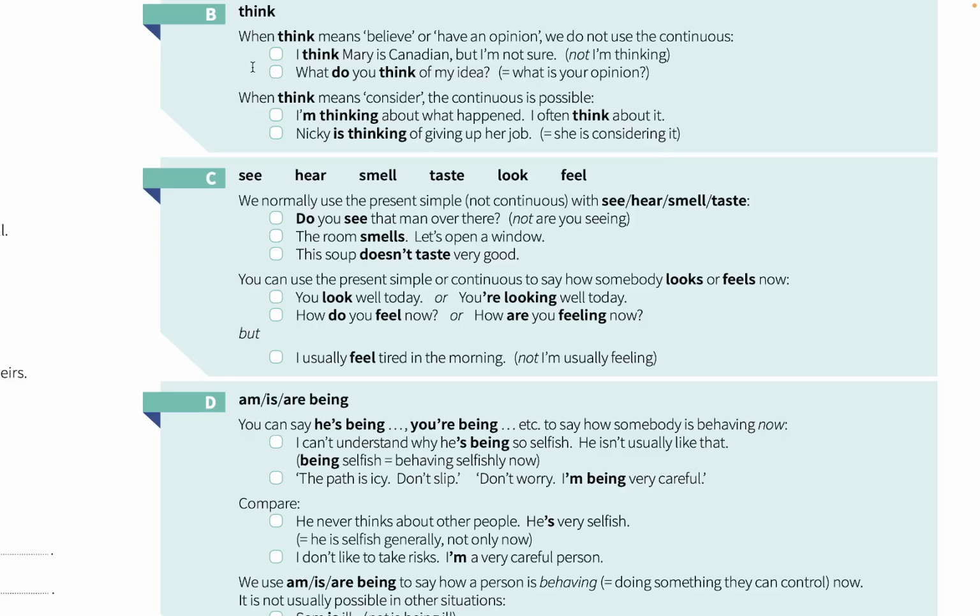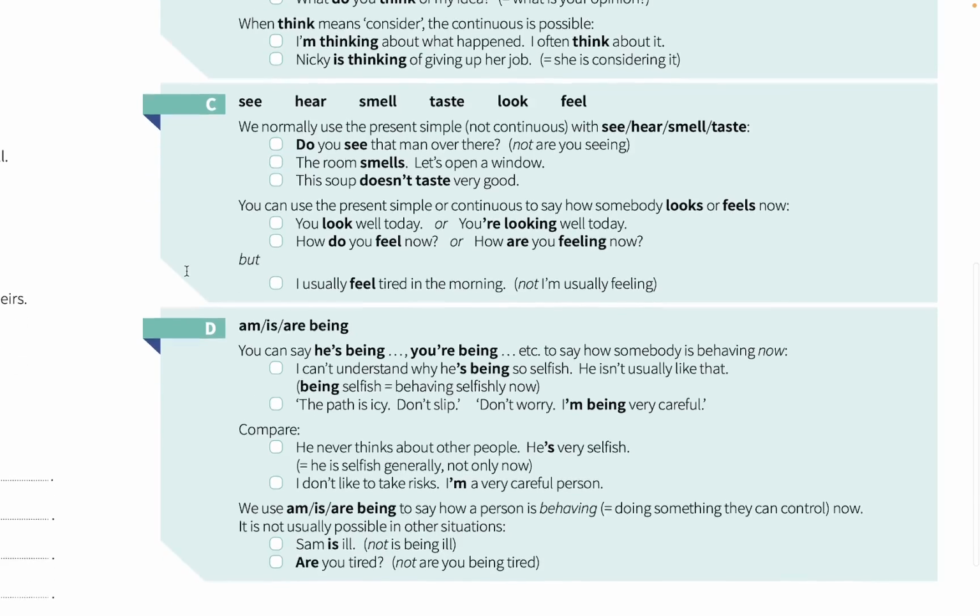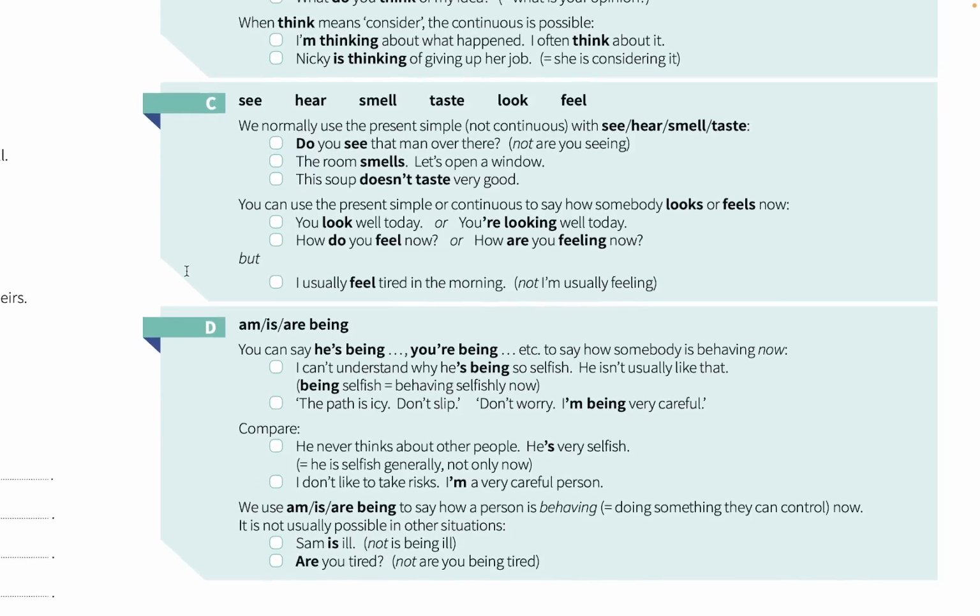If I wanted to say, like, I consider something, I'm considering, I could say, I'm thinking about giving you guys extra classes because you guys need it, for example. So I'm considering giving you extra classes because I think you need it. So I consider it. So I'm thinking. So I can use the continuous form. Does that kind of make sense?